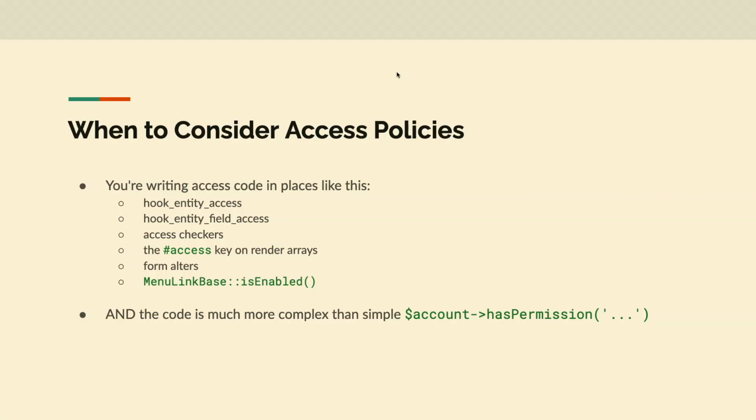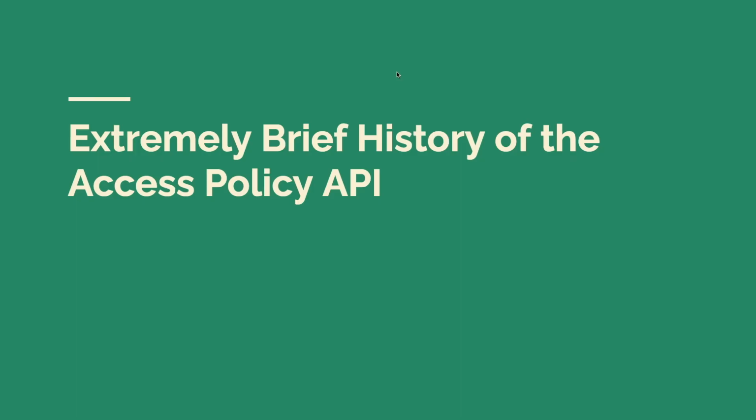If your custom code is just a permission check, that's great. If your custom code is more complicated, that's when you should pause and ask if an access policy is right for you. An extremely brief history of the access policy API.